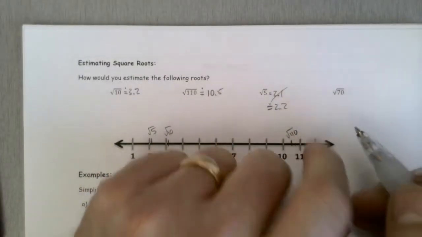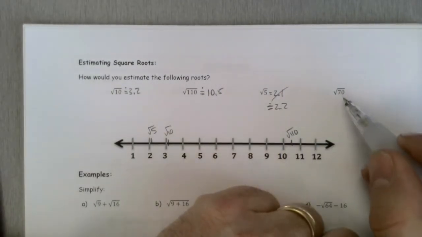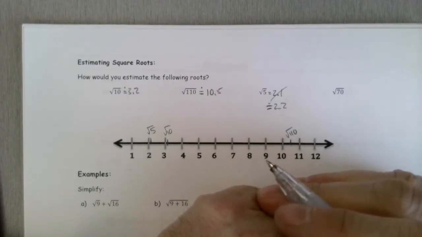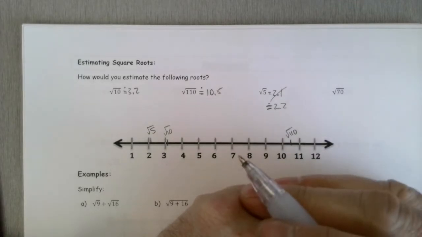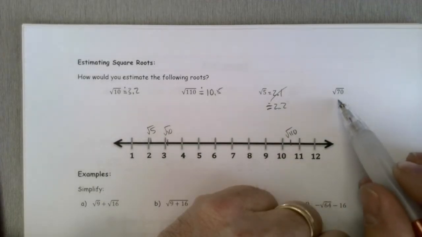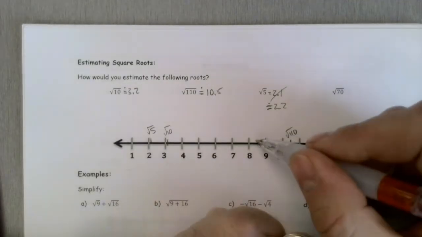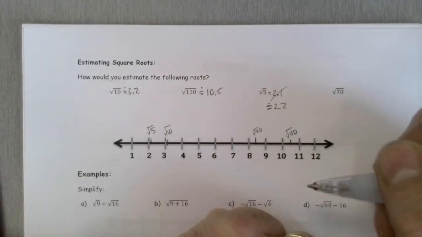And then over here is 70. And again, I want to think about the numbers that are closest to it. Below it, there's 64. And the square root of 64 is 8. Okay, above it would be 81. And the square root of 81 is 9. So between 64 and 81, well, 70 is closer to 64. So I suspect my square root is going to be a little bit closer to 8.